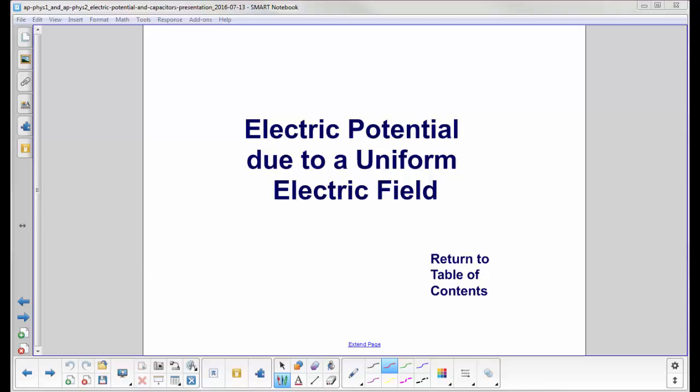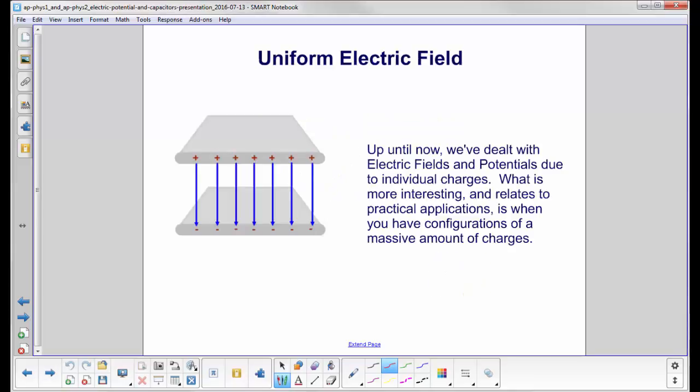Electric potential due to a uniform electric field. Up until now, we've dealt with electric fields and potentials due to individual charges. What is much more interesting and relates more to practical applications is when you have configurations of a massive amount of charges. You can see where we're starting to go here.